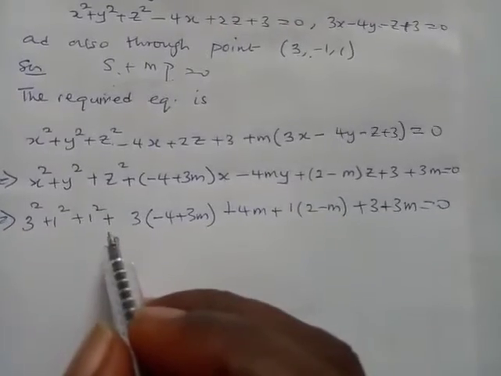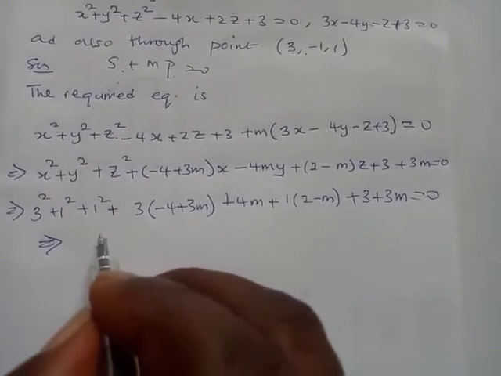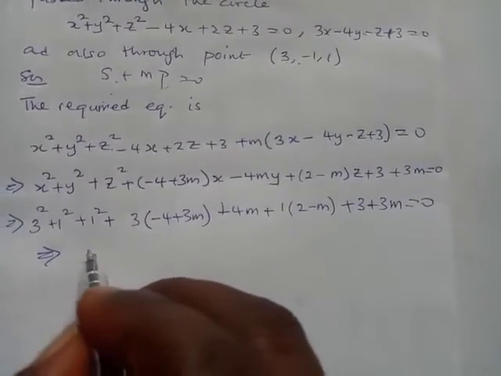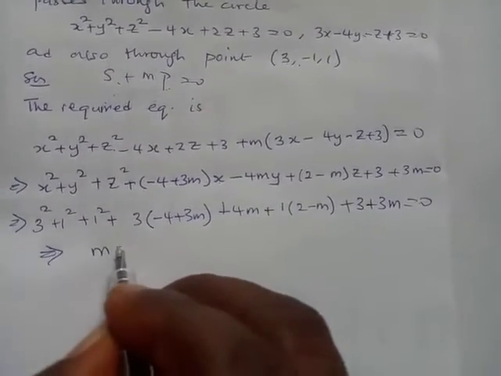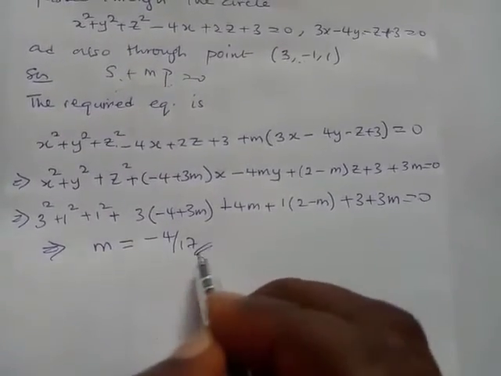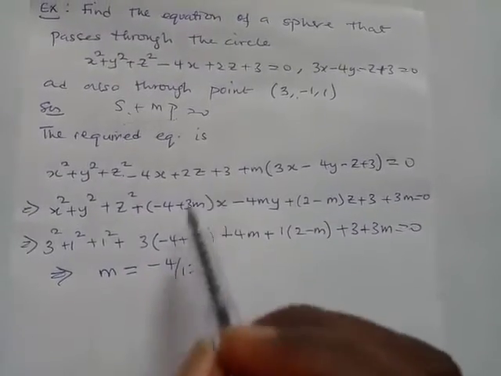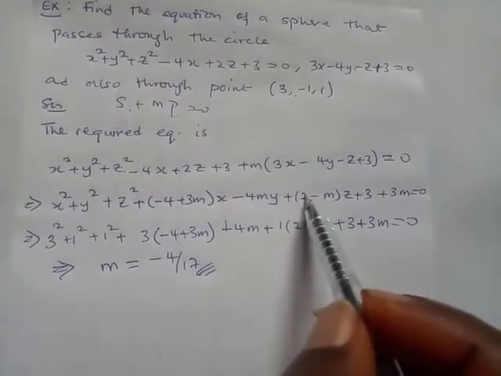So we have an equation only in m. This one is now easy to do. We can find the value of m here. By simplifying, we get m is equal to minus 4 over 17. So we have found the value of our m, and we can now substitute m back into this place.